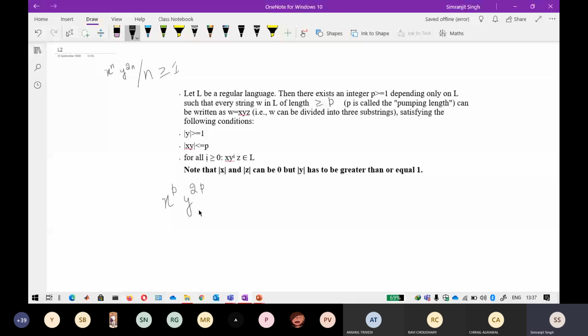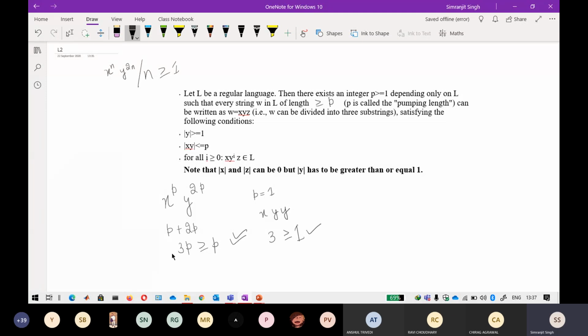If I am not setting any value, the length of this string is, the length of x will be p and the length of y will be 2p, so I can call it 3p. 3p is always greater than or equal to p, so the first condition is satisfied. If you set p equal to 1, the string becomes xyy, the length becomes 3, and 3 is also greater than or equal to the pumping length 1. So that is also true.